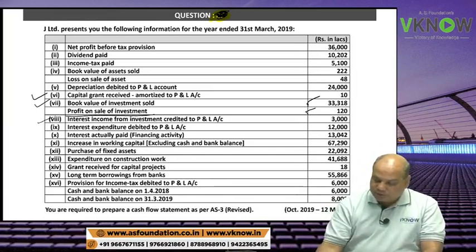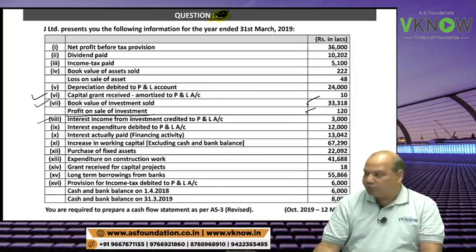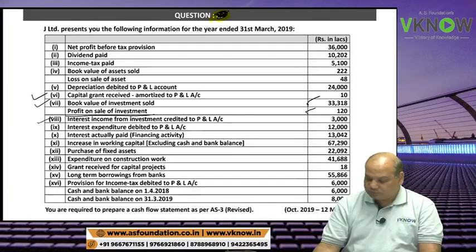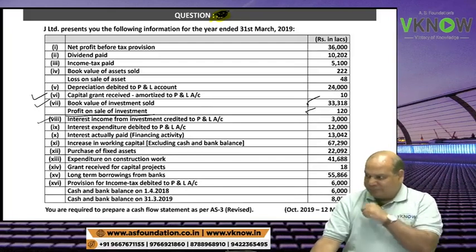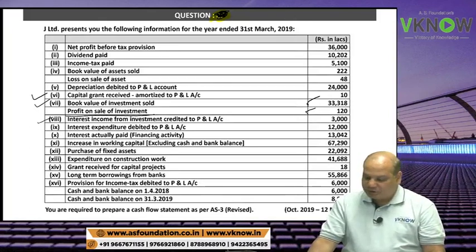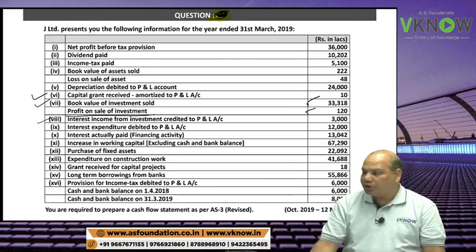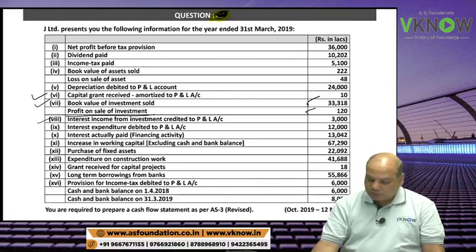Then point number 8. Interest income from investment credited to P&L account, 3,000.